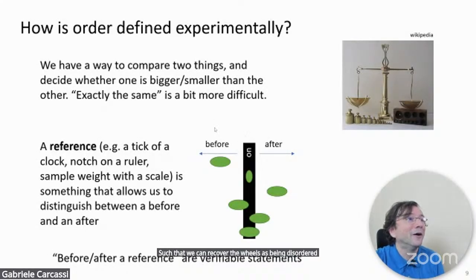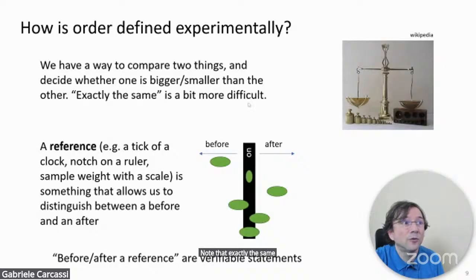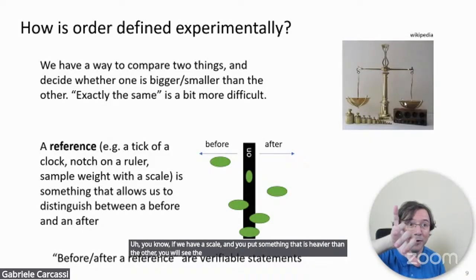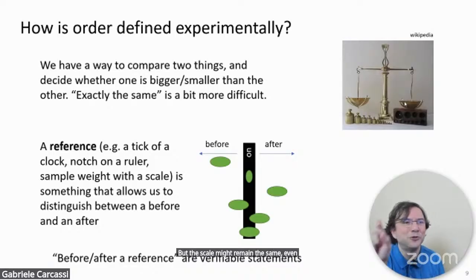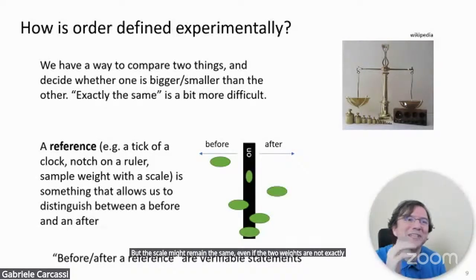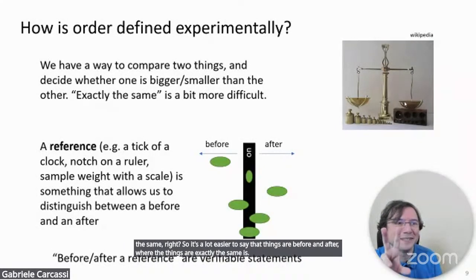So how do we order things experimentally? How do we define order and quantity? Well, we have a way to compare two things and say that one is bigger or smaller than the other. Note that saying exactly the same is a little bit more difficult. If you have a scale and you put something heavier than the other, you will see the scale tip. But the scale might remain the same even if the two weights are not exactly the same, right? So it's a lot easier to say that things are before and after, whereas saying things are exactly the same is a lot more difficult.